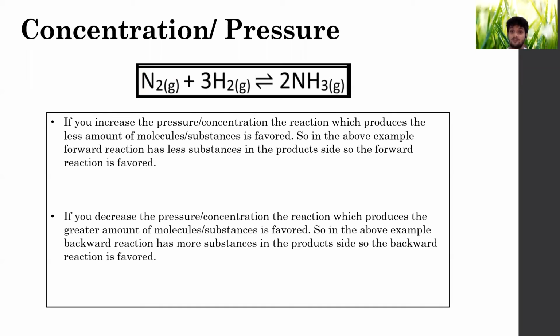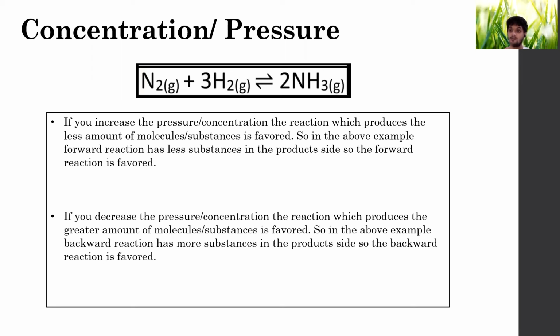If you increase the pressure or concentration, let's take pressure in this case because we are dealing only with gases here. If you increase the pressure of the above reaction, the reaction will favor the side which produces fewer molecules. Which side has fewer molecules? On the left-hand side, you have 1 nitrogen and 3 hydrogen, so 4 molecules in total. On the right-hand side, you have only 2, which is fewer than the left-hand side.